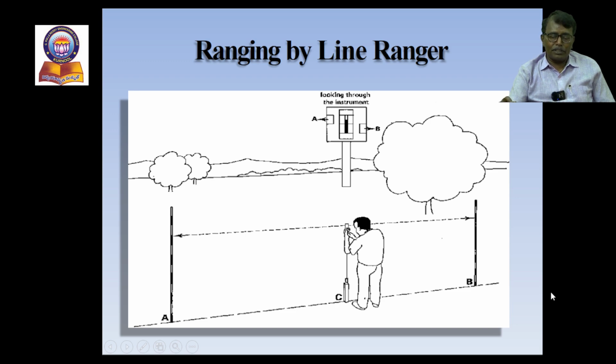So the person standing at the intermediate point in a perpendicular direction can use the line ranger. With a plumb bob, the point C can be transferred. So now I will explain how it operates.